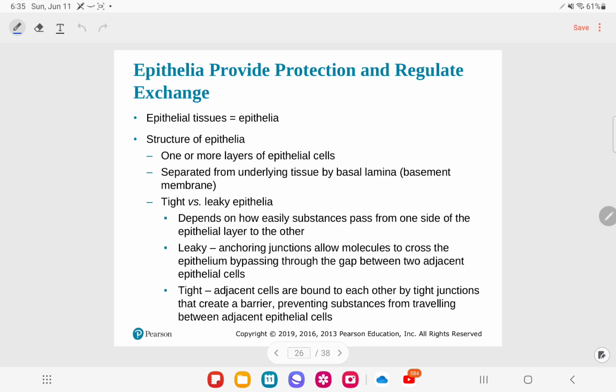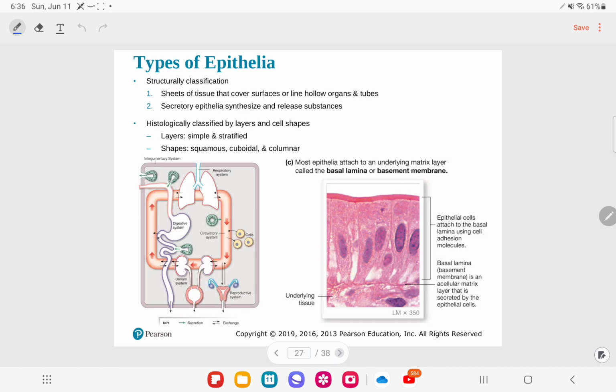And that's going to depend on how easily a substance can pass from one side of the epithelial layer to the other side. So leaky epithelia, with anchoring junctions, allow molecules to cross the epithelium by passing through the gap between 2 adjacent epithelial cells. And then we have tight epithelia, where the adjacent cells are bound to each other by tight junctions that create a barrier, preventing substances from traveling between adjacent epithelial cells. So nothing's going to pass between these cells, right?